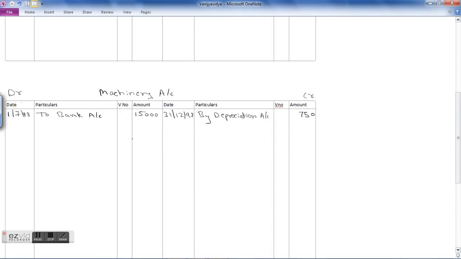Now the machinery account. The machinery account is not a nominal account, it's a real account. So we will calculate the closing balance.